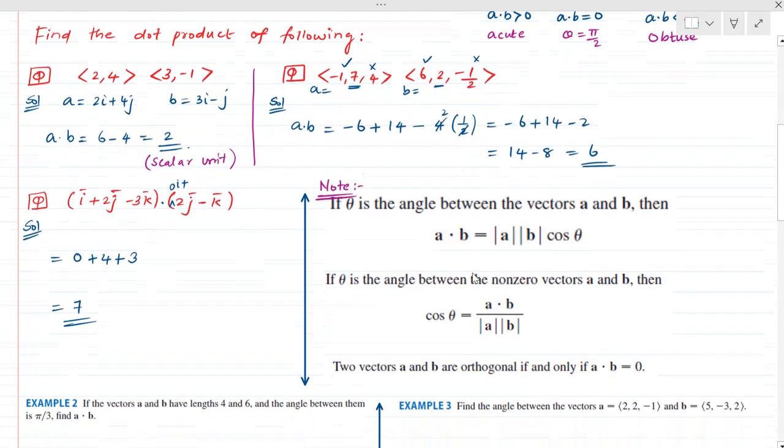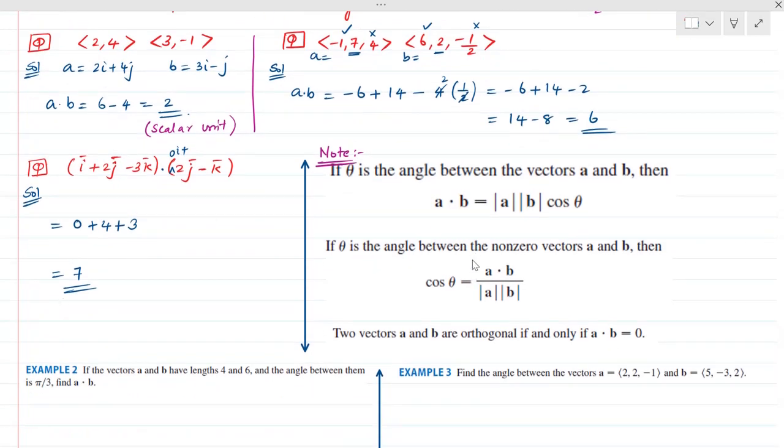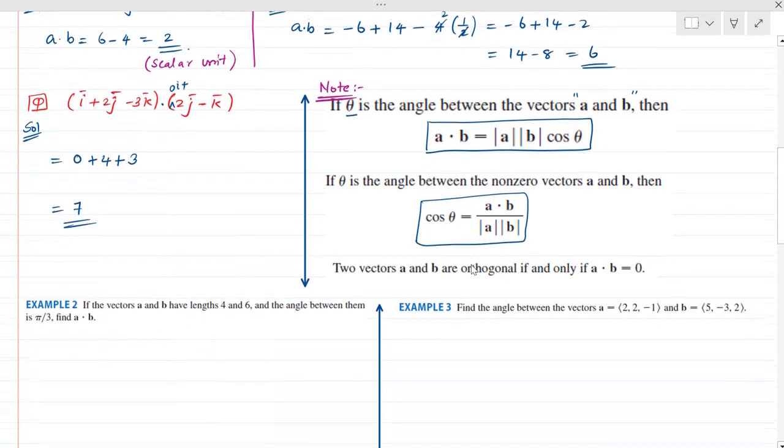Now this is the note we have already taken. Whenever you want to calculate the angle between the vectors A and B, we will use A dot B equals magnitude of A, magnitude of B, cosine theta. If you want to calculate the theta value, just move the magnitude of A and magnitude of B over. You will get the same formula, which we will rewrite in this format: cosine theta equals.